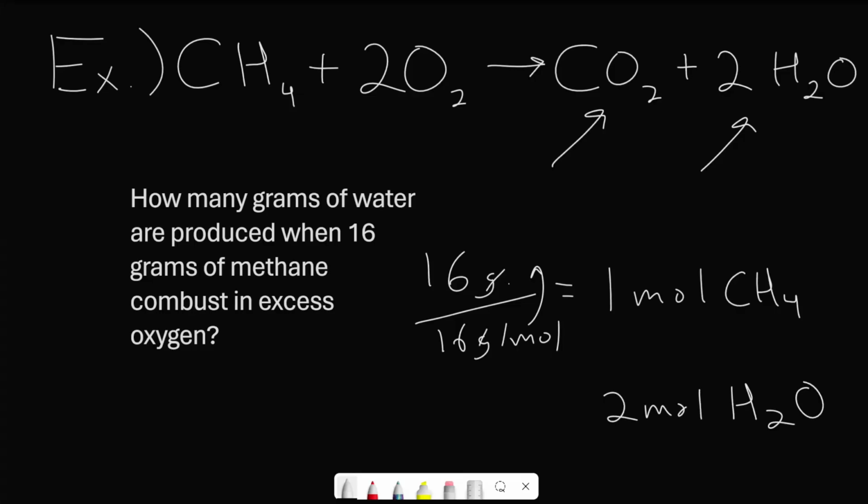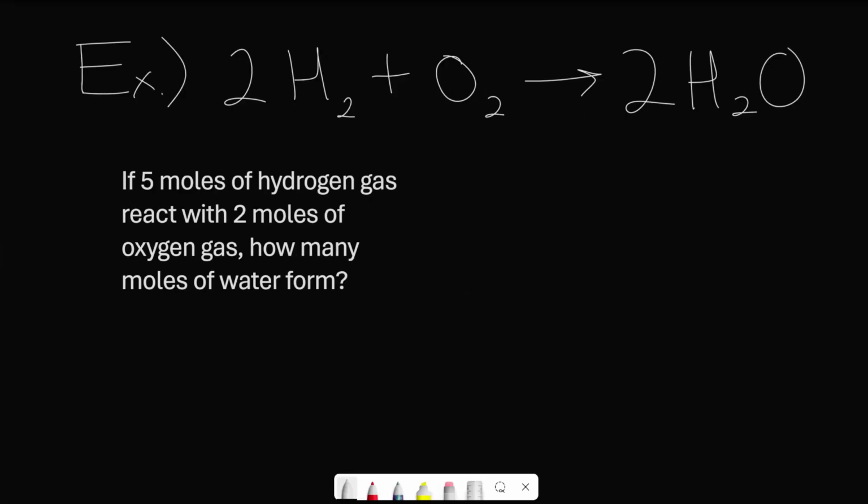So our final answer will be 2 moles of H2O. Why don't we move on to a slightly more difficult example? In this case, the question is, if 5 moles of hydrogen gas react with 2 moles of oxygen gas, how many moles of water form?